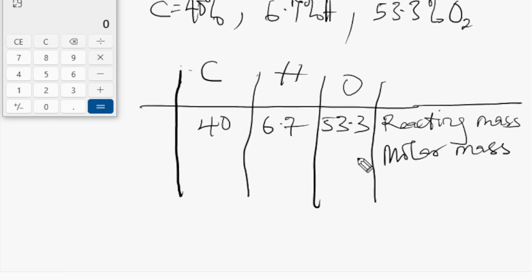The molar mass of carbon is 12, like we know. The molar mass of hydrogen is 1, as we already know too. And that of oxygen is 16. Now we know the reactant mass and the molar mass. We can now go ahead and do reactant mass over molar mass in each case.